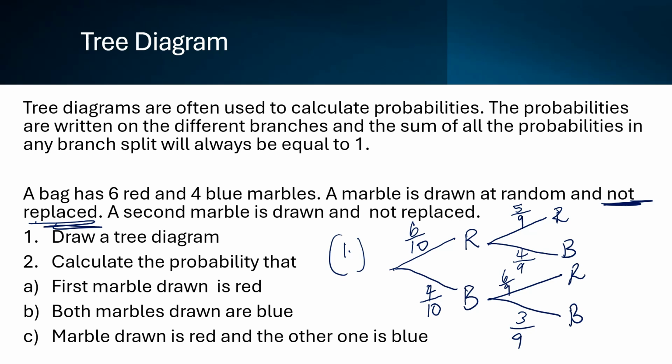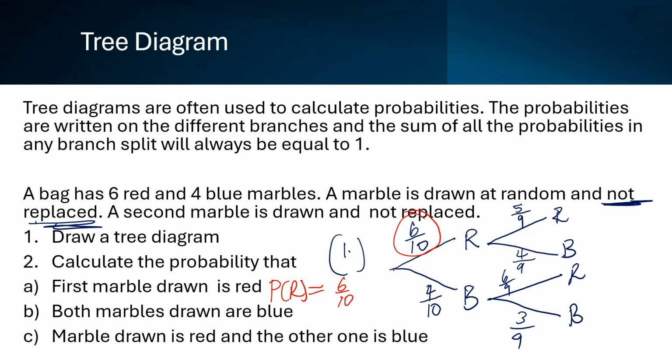Let's do these other questions. Now they want us to calculate the probability that the first marble drawn is red. So it's just the probability of getting red when we draw the first marble. We already know it from our tree diagram: 6 out of 10.